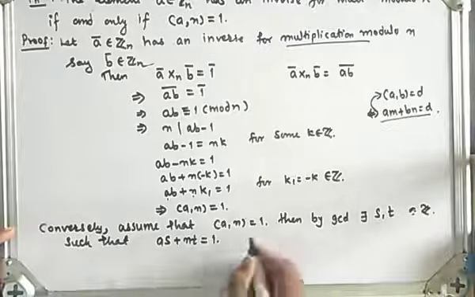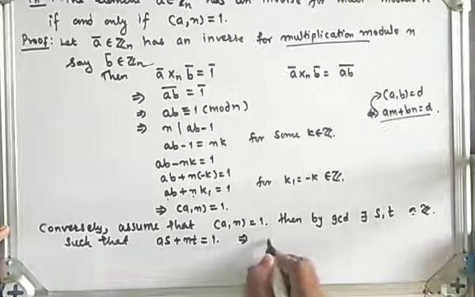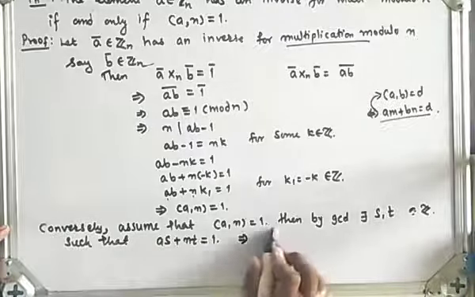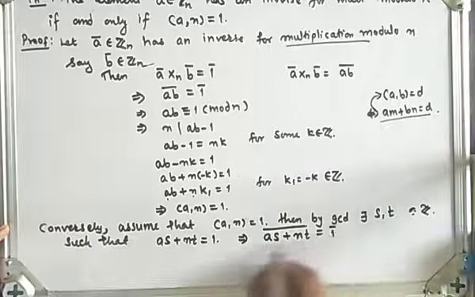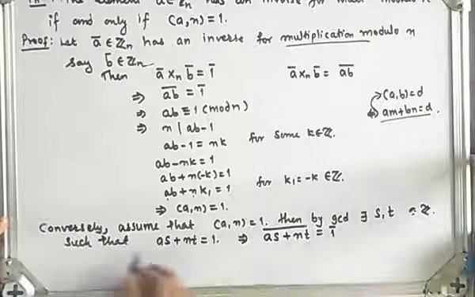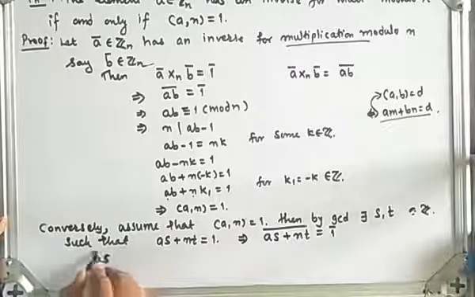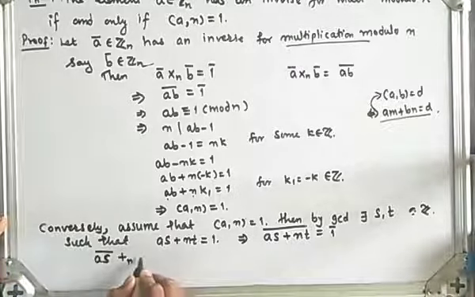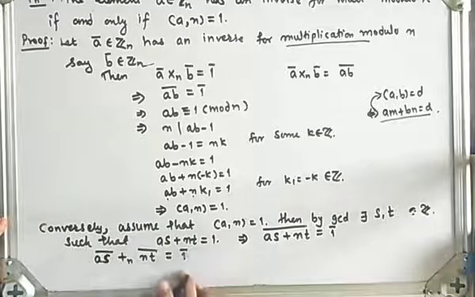So I will take modulo n on both sides. So what will we get? I will take mod, then bar of (as plus nt) is equal to 1 bar. If I separate this, we will get the modulo sign: as bar addition modulo n, nt bar is equal to 1 bar, right?